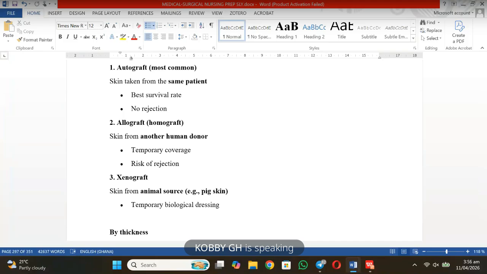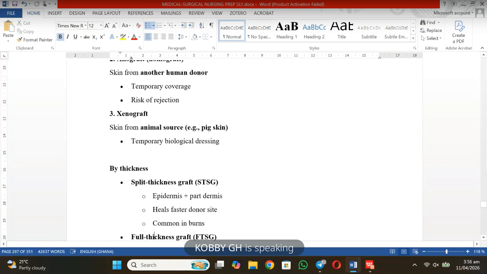If we say autograft, from the same person. Allograft or homograft, from another person but a human being, from another human source. Xenograft, from an animal source. Okay, good. That is what we call the xenograft.